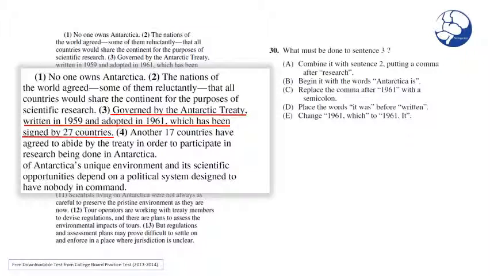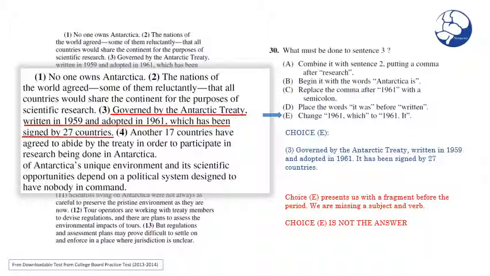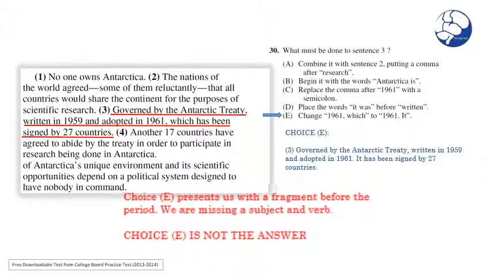And lastly, for choice E, change 1961, comma, which to 1961, period, it. Your sentence would read, governed by the Antarctic Treaty, written in 1959 and adopted in 1961, it had been signed by 27 countries. Here we're still presented with a fragment, but the fragment appears before the period. We're missing a subject and a verb. So E cannot be our answer.